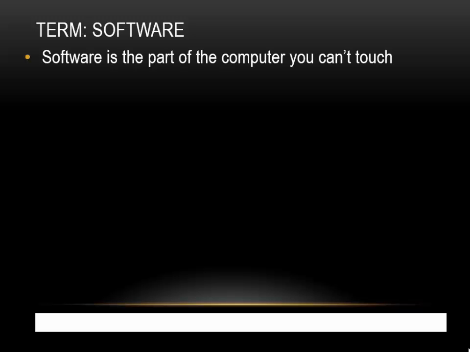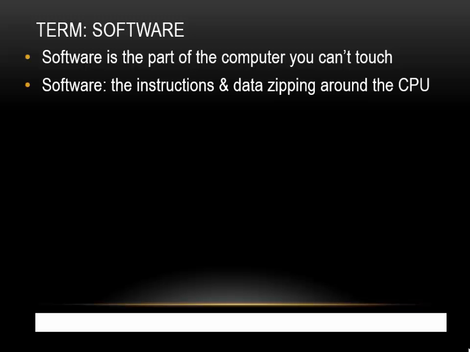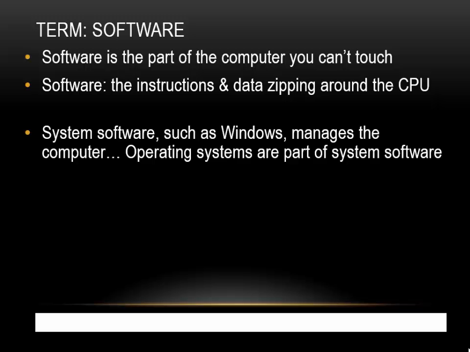Term: Software. Software is the part of the computer you can't touch. Software, the instructions and data zipping around the CPU. System software, such as Windows, manages the computer. Operating systems are part of system software.